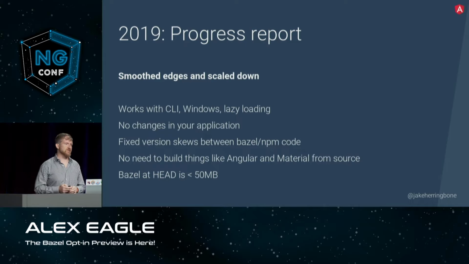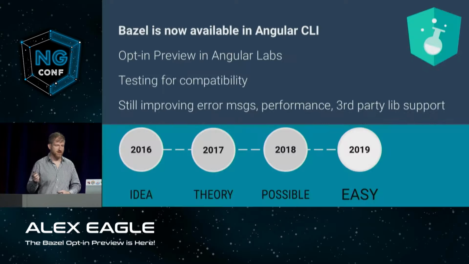So for example, the Bazel team, based on our feedback, went from I think 180 megabytes for the @bazel/bazel npm package, and the latest number is less than 50. So they're working on trimming things out, making it fit better into our lives as front-end developers. And so now here we are in 2019.